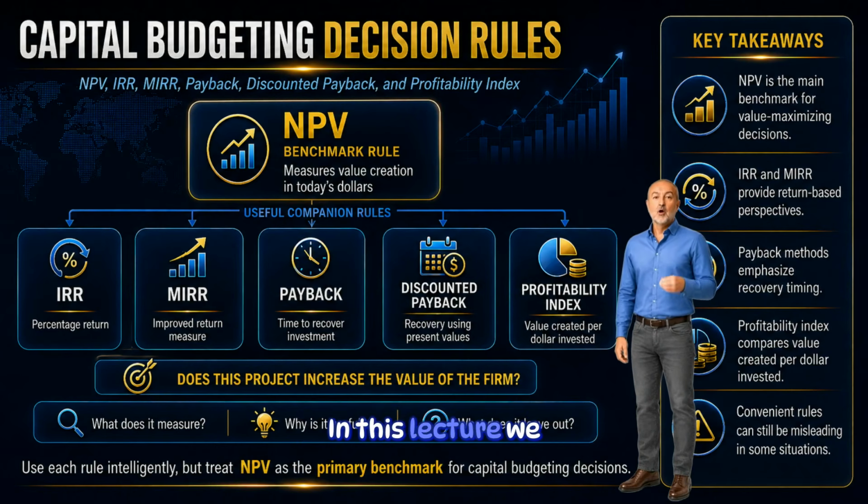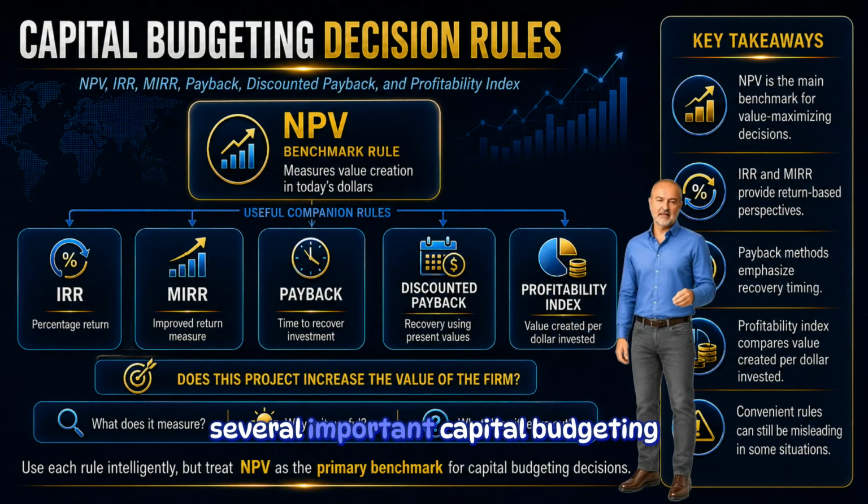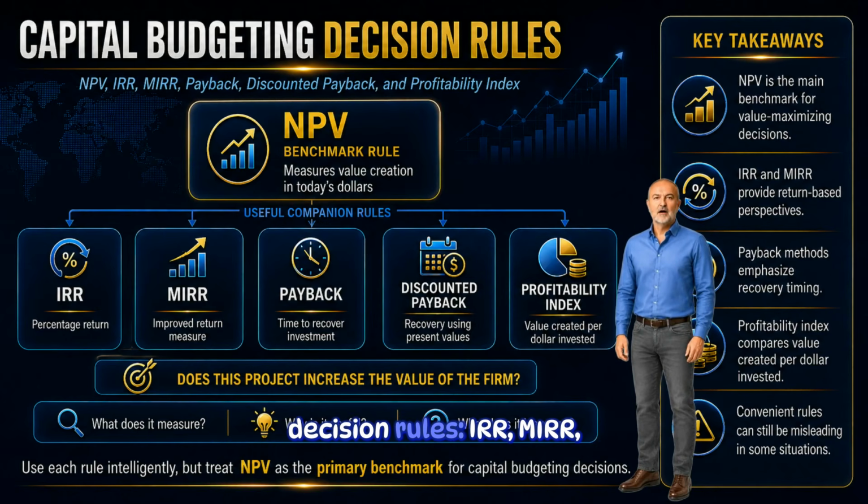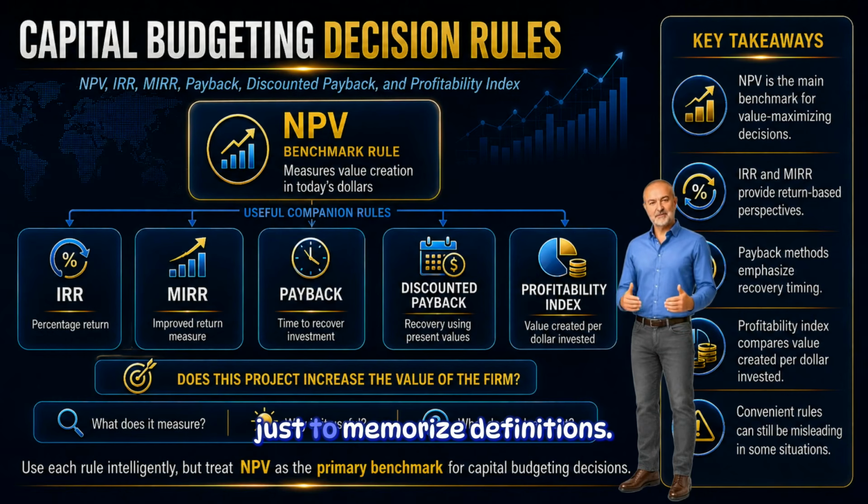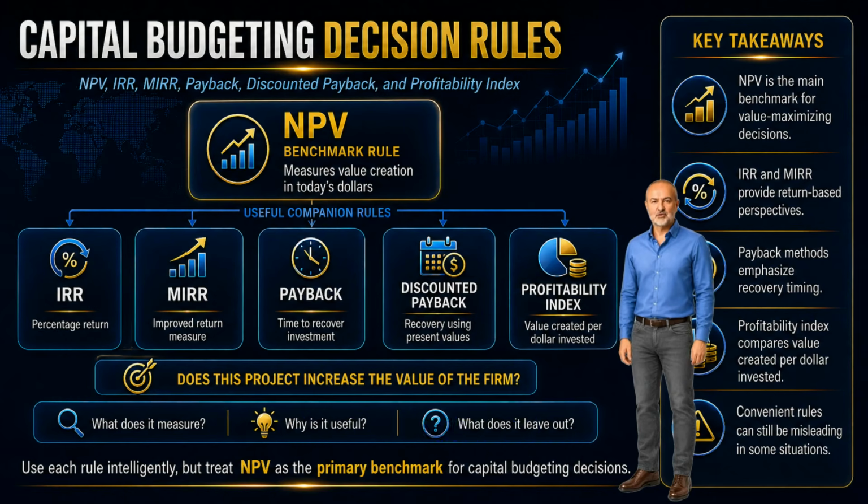In this lecture, we are going to study several important capital budgeting decision rules: IRR, MIRR, payback, discounted payback, and the profitability index. Our goal is not just to memorize definitions. Our goal is to understand what each rule tells us, why managers use it, and where it can become misleading.